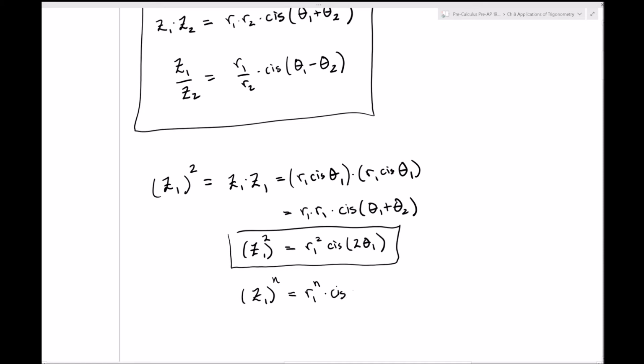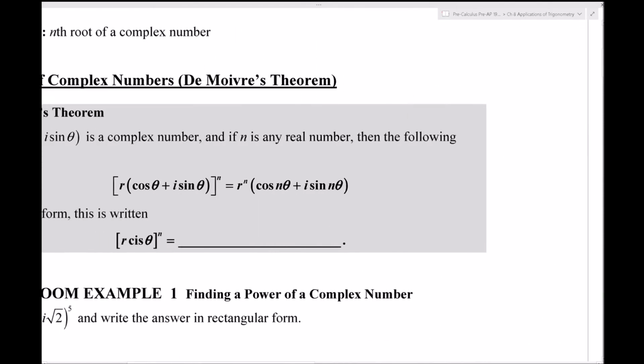So CIS n theta 1. So if that were 3, it's 3 theta 1. If that were 5, it's 5 times theta 1. In the previous case where that's double, or if that's a square power, then you double the angle. So this is the general formula, and that's what we have here.